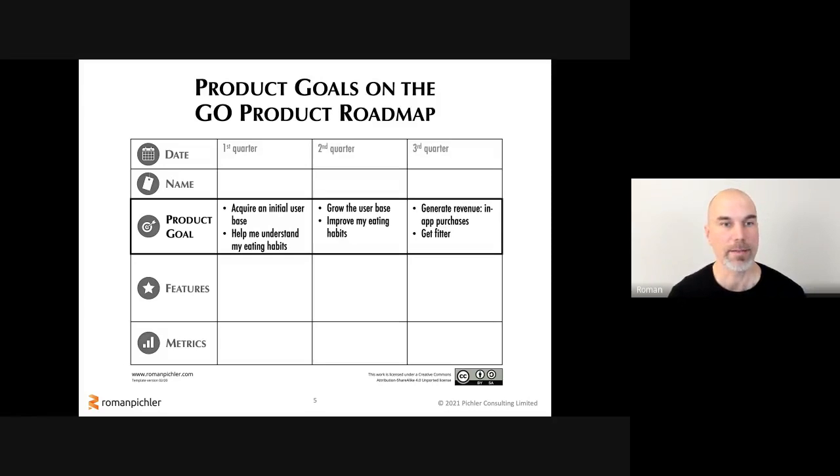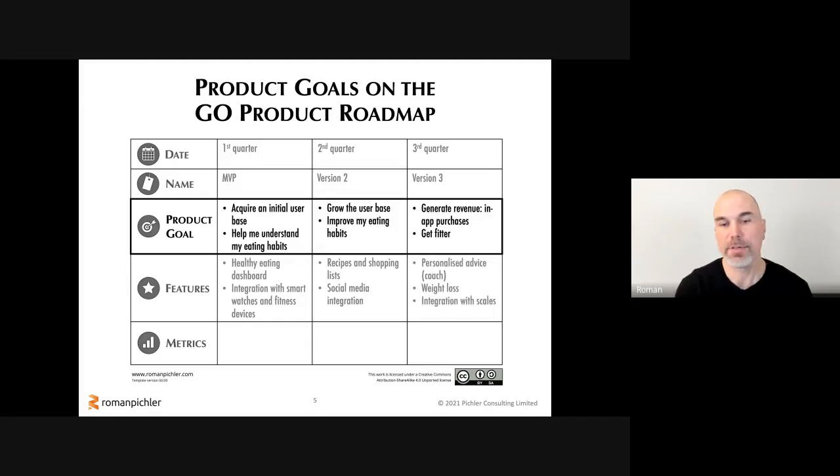Let's maybe fill in the rest of this roadmap. So here are some rough timeframes, and then maybe some names if we want to use that element, and then some high-level features, some very coarse-grained capabilities that offer an idea what might be needed in order to meet particularly the user goals, help people understand their eating habits. So you have here, for instance, a healthy eating dashboard feature, or the ability to integrate with smartwatches and fitness devices. And then finally, some metrics here in order to ensure that the product goals are specific and measurable.